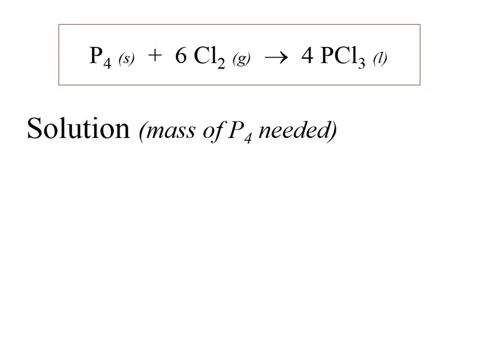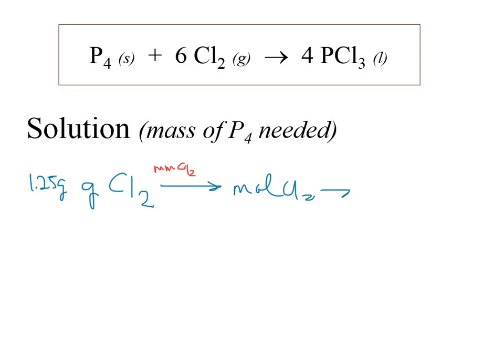I guess I don't have the strategy, so let's just go ahead and diagram the strategy together. We're going to start out in this case with the grams, specifically 1.25 grams of Cl2, and then we're going to go to moles of Cl2. We're going to do that using the molar mass of Cl2. And then we're going to go from moles of Cl2, what we know, to moles of what we're trying to get to, which in the first case is the P4. The way we're going to accomplish that is the stoichiometric ratio.